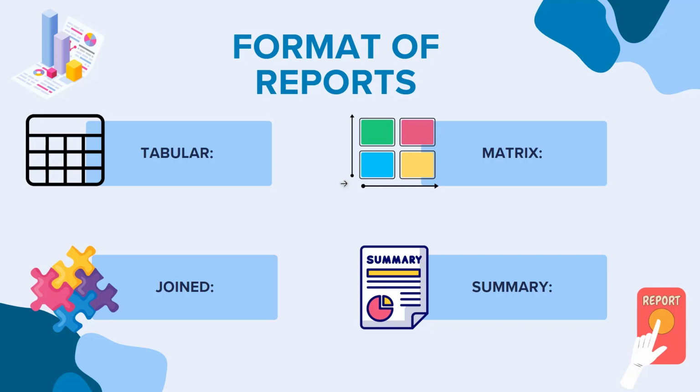So in simple words, by default you will get a tabular report. When you group your data on the basis of a row, you will get a summary format of a report, and when you group your data on the basis of rows and columns both, you will get a matrix format of a report. It will also allow you to create charts. Let's see how you can do that.